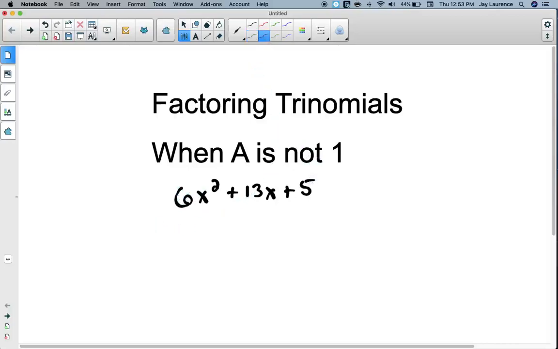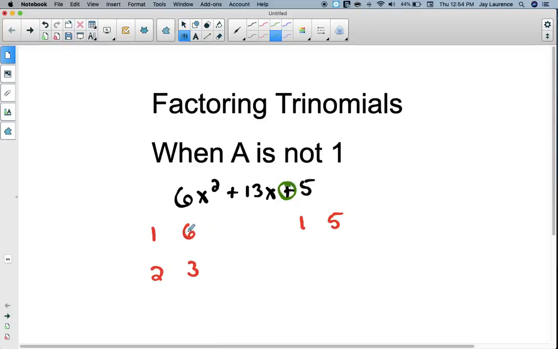Here's what I need to do. I'm going to list the factors of 6, making sure I get them all, and list the factors of 5. I'm going to multiply one of the factors of 6 by one of the factors of 5, and I have to multiply their partners. Then, because the c term, this last term, is positive, I'm going to add the 2 products together.